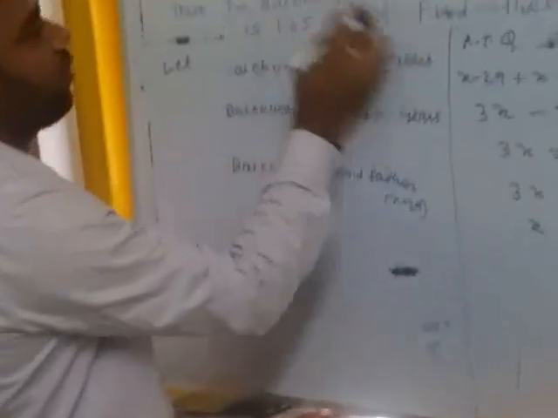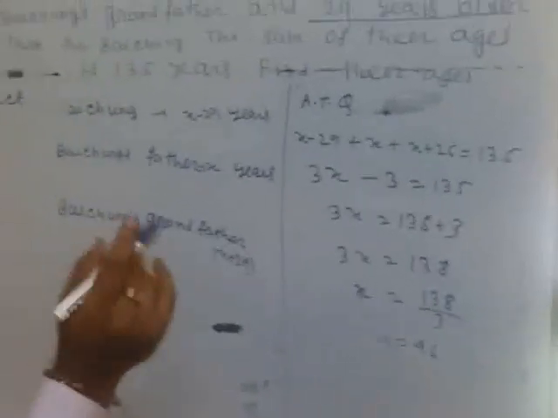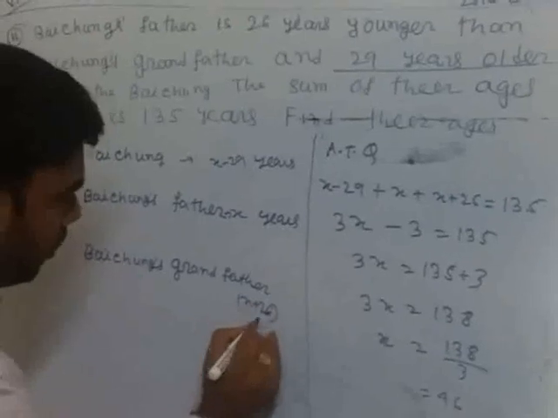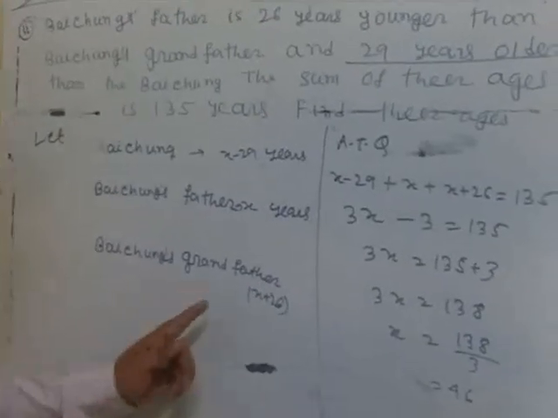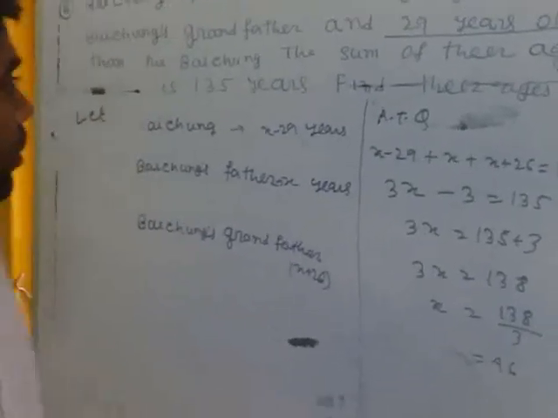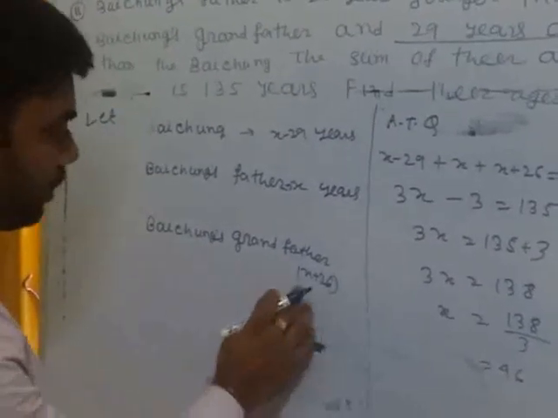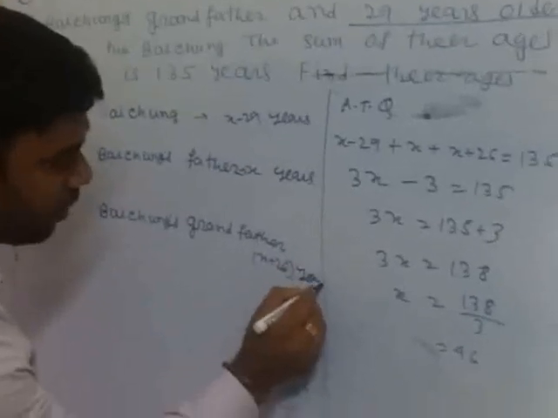And what will be the age of his grandfather? That is, Baichung's grandfather's age will be 26 years more than his father's age. That's why it is X plus 26 years.